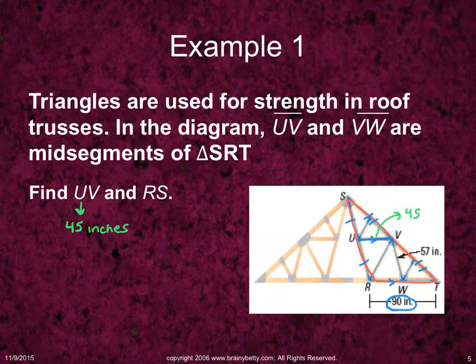Then it says that VW is also a midsegment. So if this is a midsegment, it means, again, this is congruent to this, which you already know, and this is congruent to this. This midsegment is parallel to SR, and it's half its length. So this time I want SR or RS, which is the big side, and they know the half. So I'm going to take that 57, I'm going to multiply it by 2. And I get that RS is 114 inches.